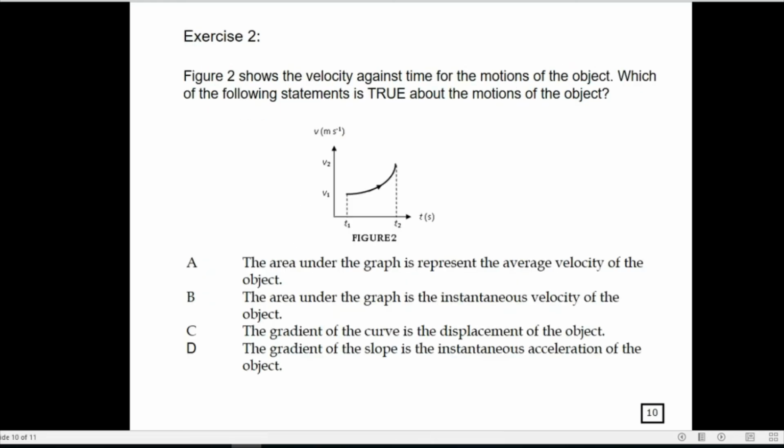Okay, now we're going to see the second exercise. I'm going to give you some time to read through the question and then I'll come back to you. This question shows the velocity against time for the motion of an object. The question asks you to think about which statement A, B, C or D is true regarding the motion of this object. At t1 it has a velocity v1, and at t2 it has a velocity v2. So which statement A, B, C or D is true?